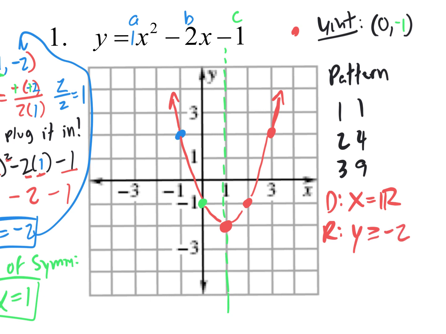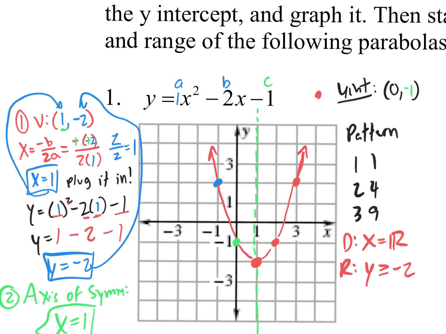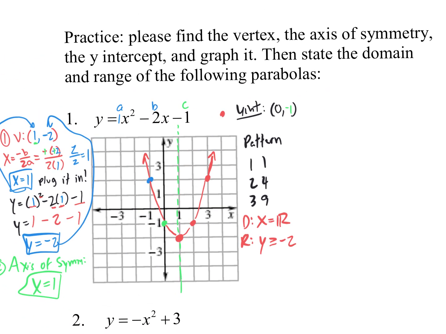Man, we've stated a lot of things. Actually, let's go back to the instructions. What does it say? It says, please find the vertex, find the axis of symmetry, find the y-intercept, graph it, state the domain, state the range. We did all that. We found the vertex with the vertex formula. Then we plugged it in to find the y value. We have the vertex. We actually stated the axis of symmetry. We found the y-intercept, 0, c value.